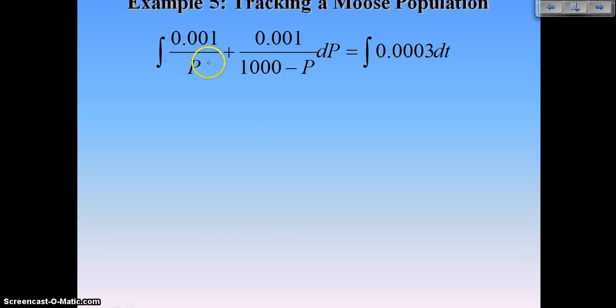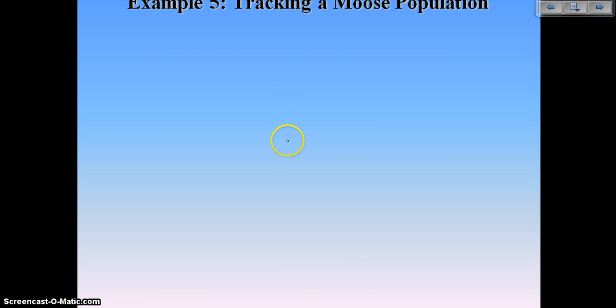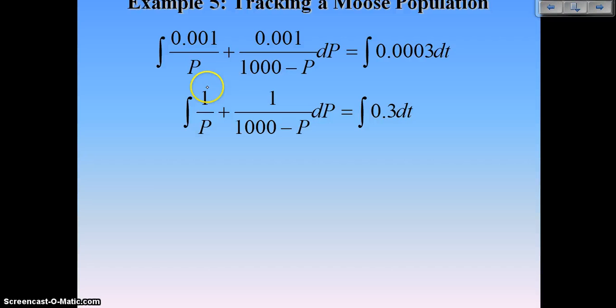Now, before I actually solve the integral, let's make life a little easier on ourselves. Those decimals and fractions are not good. Notice 0.001, 0.001, 0.0003. I could go ahead and multiply both sides by 1000. When you do, it makes that a 1, it makes that a 1, and it makes that a 0.3. While that doesn't make the problem completely simple, it does make it easier to deal with.